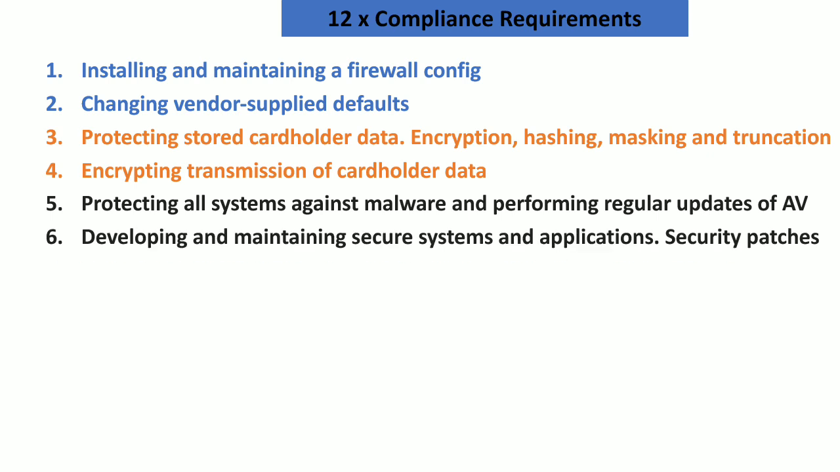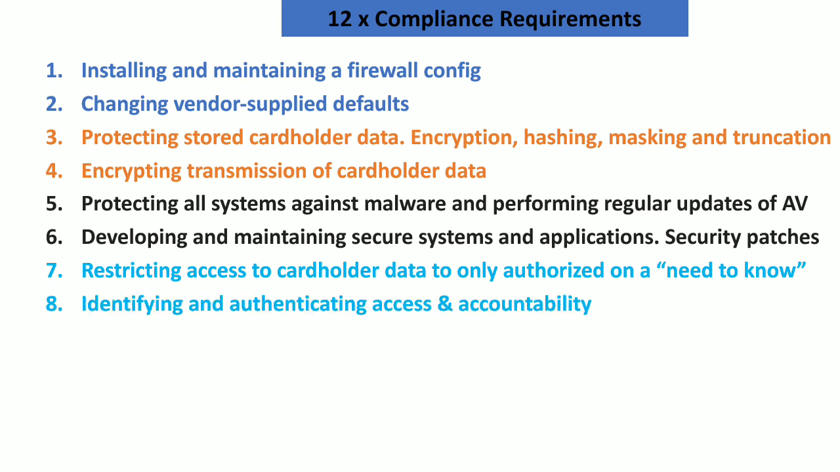Then the fifth and sixth compliance requirements are connected with the third control objective, that is vulnerability management, and it is to use antivirus and update this antivirus to protect against malware, and to maintain secure systems and applications, and also to apply the security patches of these applications and systems.